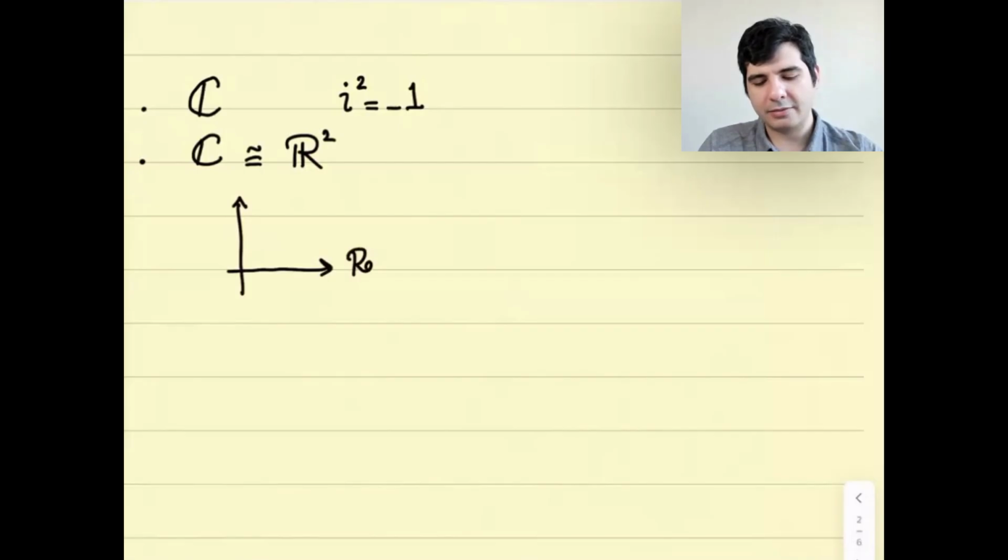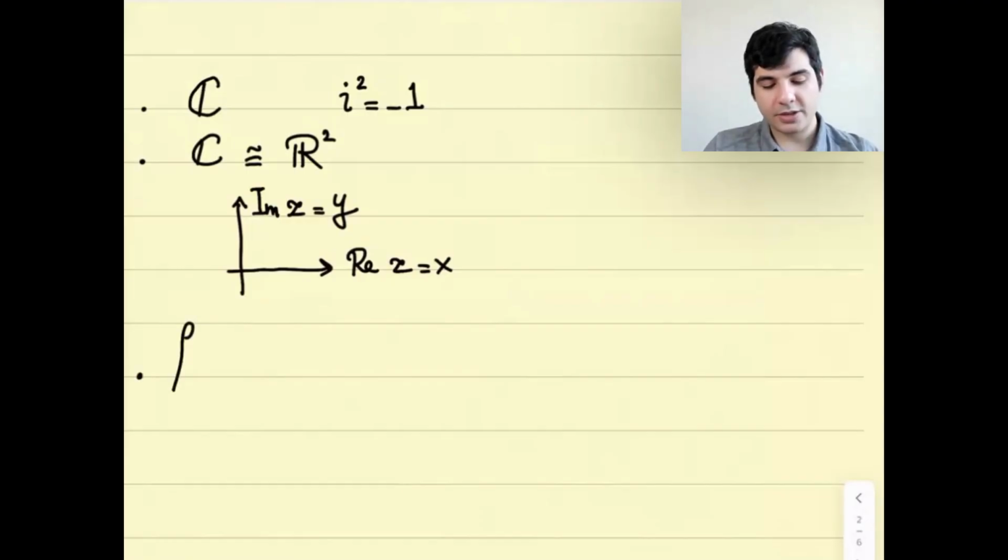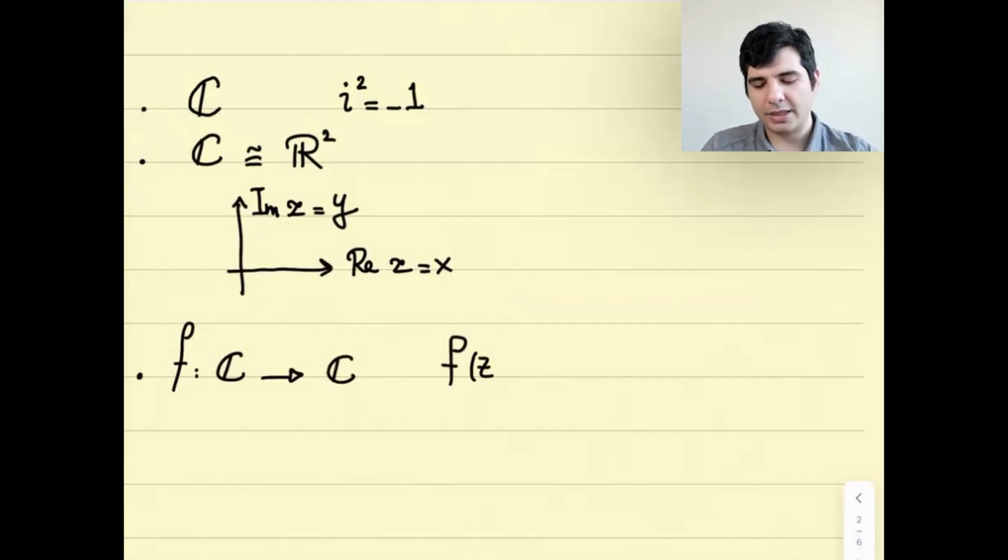So this is the real part of z, which is x, and this is the imaginary axis, which usually is denoted with y, right? Now, today we'd like to study functions f where the domain and target are C. So f is a function from C to C, right? For instance, let's say f of every complex number z would be, I don't know, let's say z squared, just as a definition, as an example. Right. So these are the functions we'd like to study.